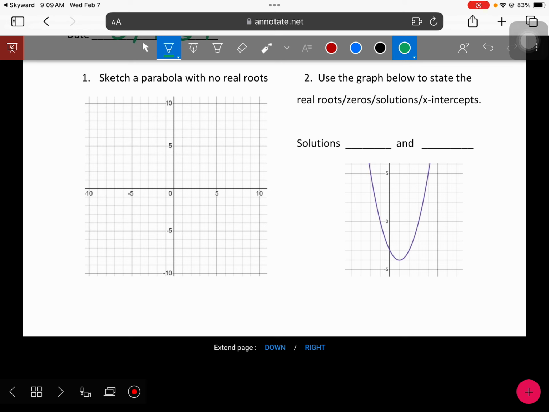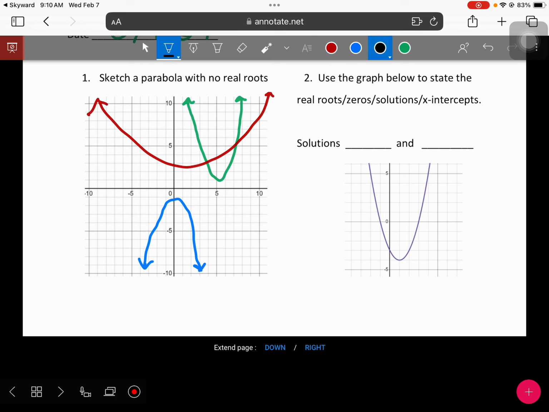What's this going to look like with no real roots? Anyone? What do you think, Ariane? Right, it's not going to cross the x-axis. So you can have something like this. You can have something like this. All right. Maybe a little something like this. Okay. Maybe you have something like this.